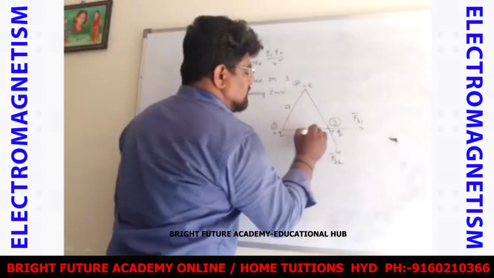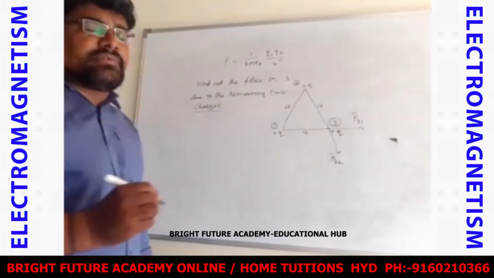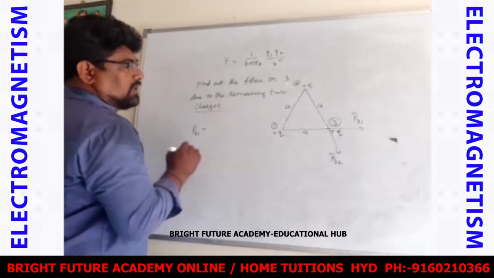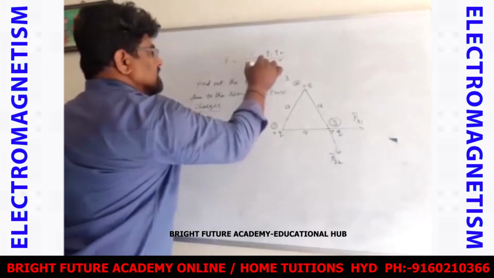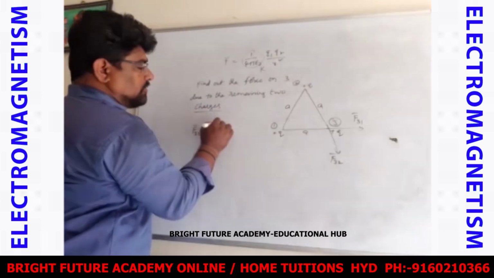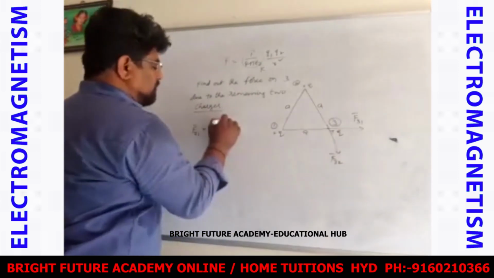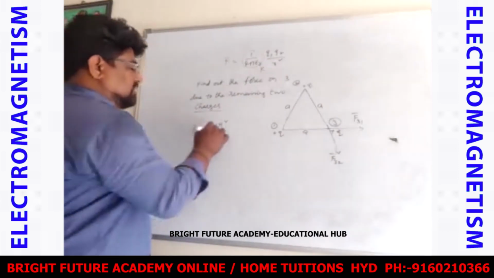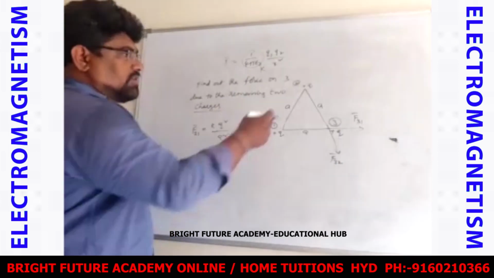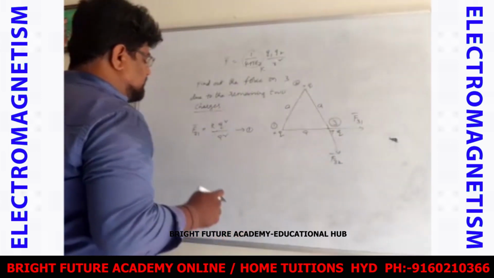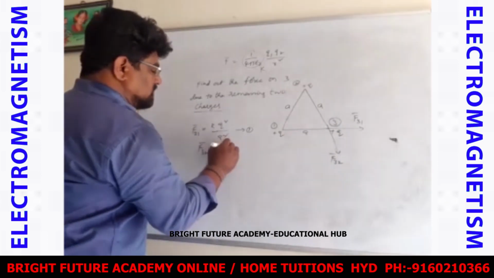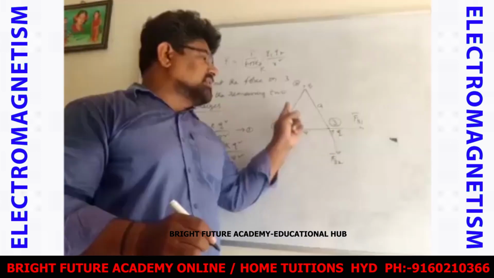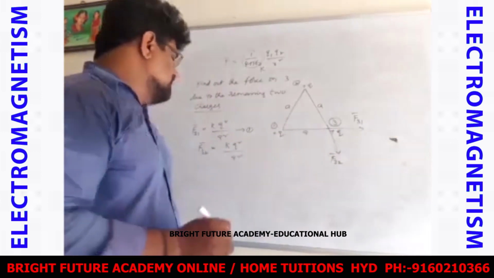So all these sides are equal since it is an equilateral triangle. Now we have to calculate force on 3 due to 1. We can take this as K, then K into similar charges Q into Q, Q square by A square. So F31 is KQ square by A square. Now force on 3 due to 2 is also KQ square by A square, because all the three charges are similar and it is an equilateral triangle.